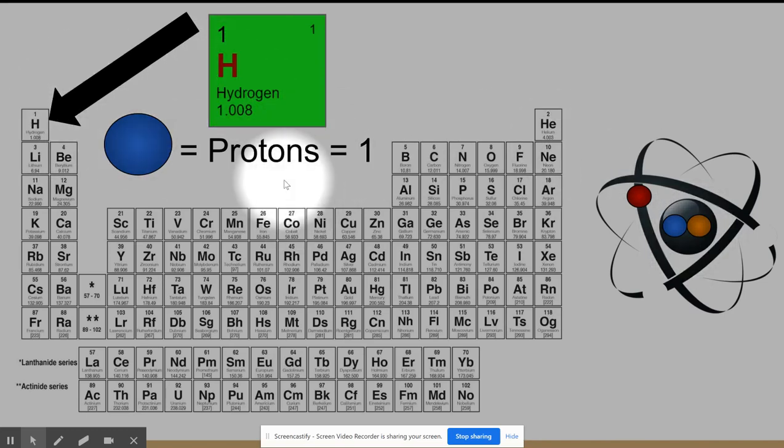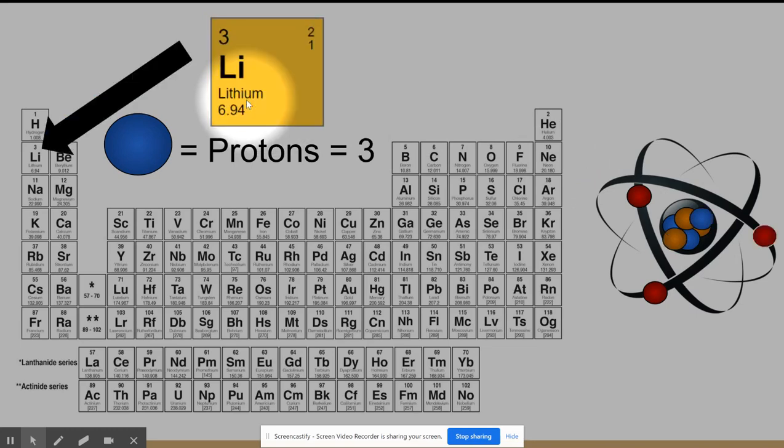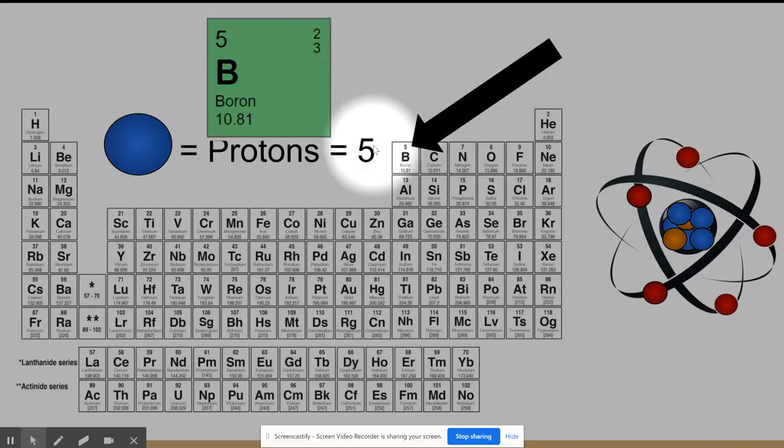Let's see what happens if we increase this number to 2. Again, we're reading it like a book. 2 protons means we have helium. Change it to 3: lithium. Check out the next one: beryllium, 4 protons. And boron, 5. And we can continue this pattern on 6, 7, 8, 9, 10, all the way down.